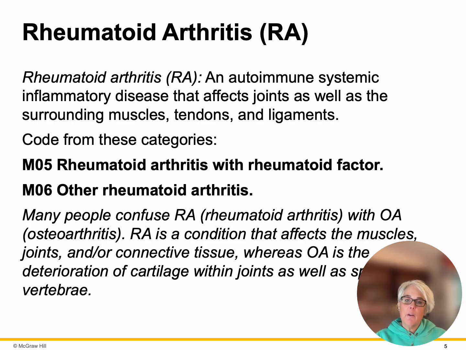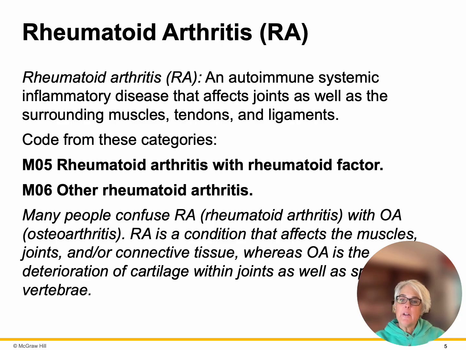Rheumatoid arthritis is often referred to as RA. It is an autoimmune systemic inflammatory disease. It doesn't impact just one joint. It can involve multiple joints, plus tendons, ligaments, and even organs. The code categories you'll use most for rheumatoid arthritis are M05 for RA with rheumatoid factor and M06 for other types of RA. Documentation must clarify whether rheumatoid factor is present and which joints are involved.